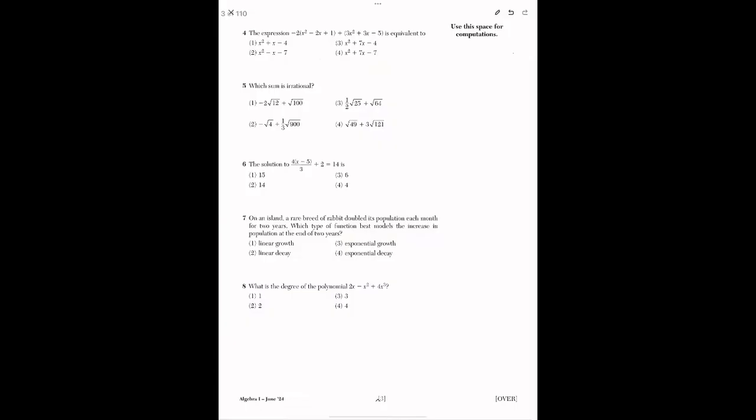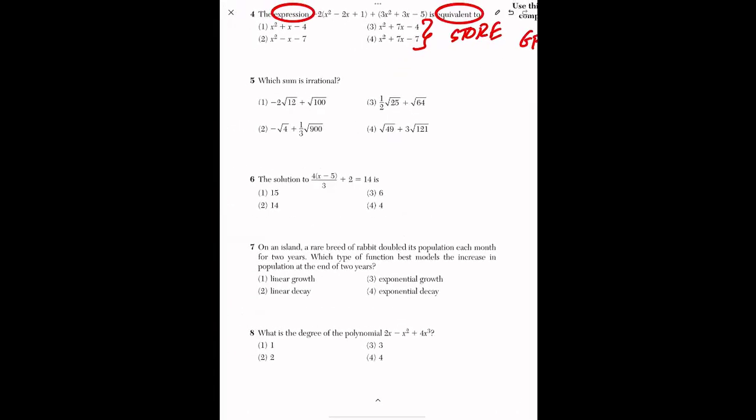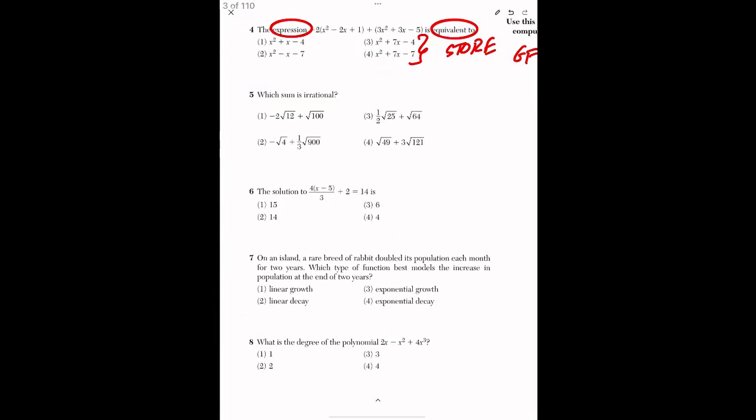Okay, let's go to the next page. All right, this is an expression. It's equivalent, and it's got a bunch of answer choices that are expressions with variables. So that's an automatic store. Now, you can make these into functions and graph them, but I think storing is a better way to go. So I'm going to put GF, so you can graph that as a function, but I think it's better to use the store feature. For this one, you're just going to calculate it.